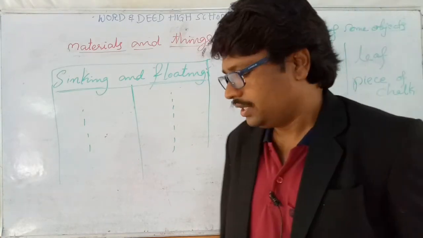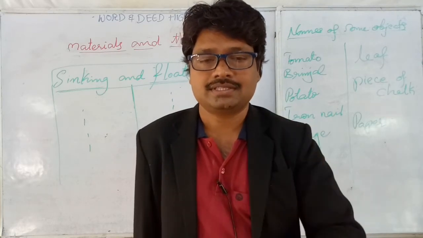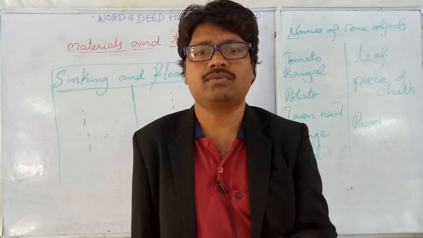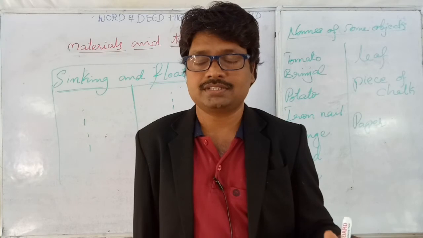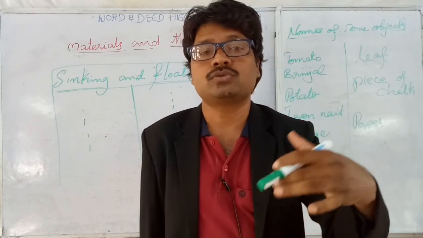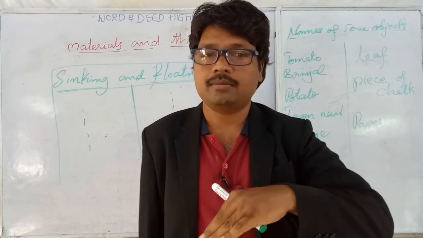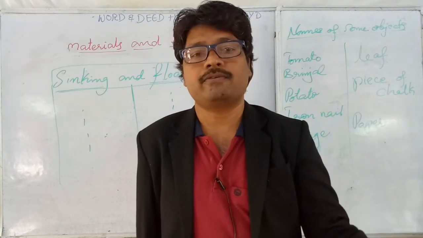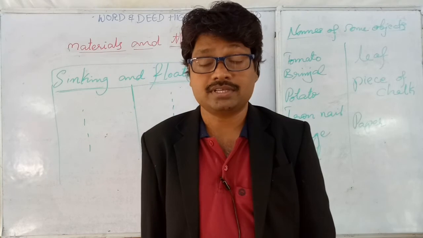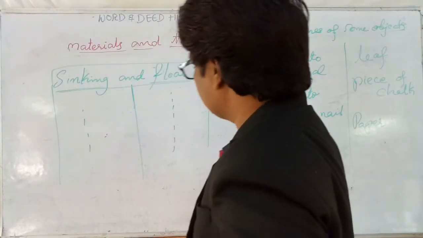Okay, next concept. Students, here you may have a doubt. The iron nail, which is small in size, sinks in water, but the big ship, which is made up of iron, is not sinking in water. What is the reason for that? Do you know why it is not sinking? Because the sinking and floating property also depends upon the shape of the objects. Of course, the iron nail is a metal material and the ship is also made up of a metal material. But the iron nail sinks in water, but the ship does not. Why is that so? Because of the shape of the objects.